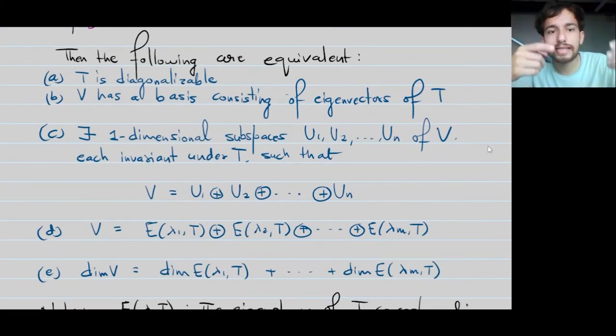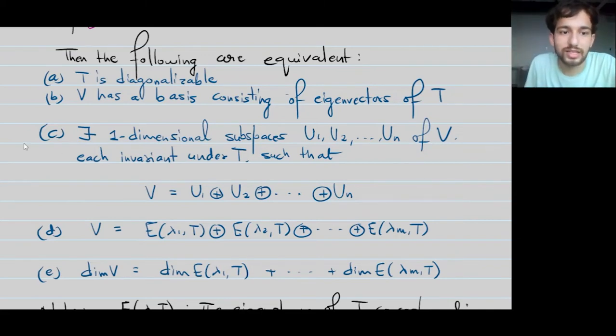If my linear operator is diagonalizable, then it is also true that there is a basis, which I defined previously and denote by beta, consisting of eigenvectors; these vi's are eigenvectors, v1, v2 till vn are all eigenvectors. The next equivalent condition is that there exist one dimensional subspaces U1, U2 till Un of V, each invariant under T. This is very important.